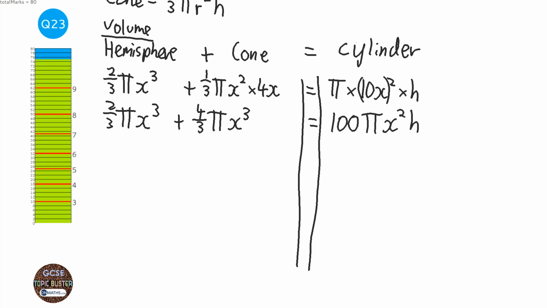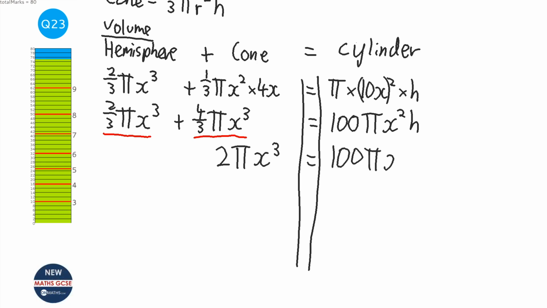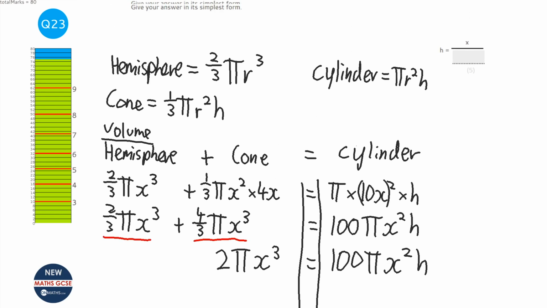Okay. Now, if you notice on the left-hand side, these two here are the same. There's both pi x cubed. So we can just add them together. So it's going to be 2/3 plus 4/3. So that's going to be 6/3, or just 2. So it's going to be 2 pi x cubed equals 100 pi x squared h. Brilliant. Okay. Now let's just check to see what it wants.